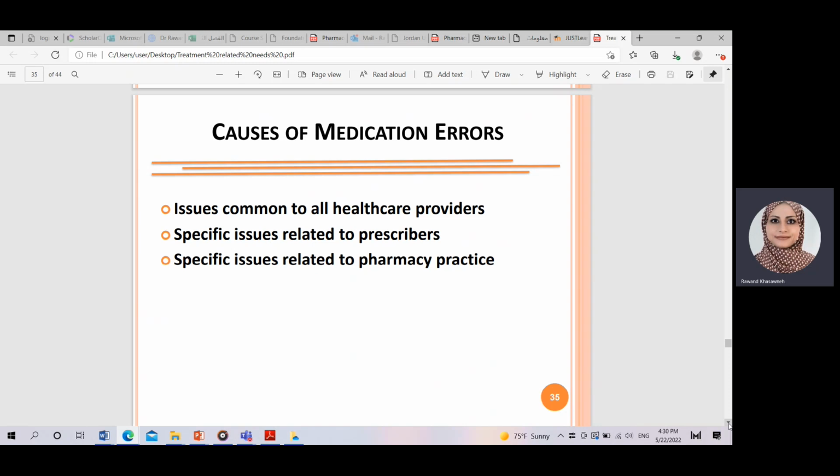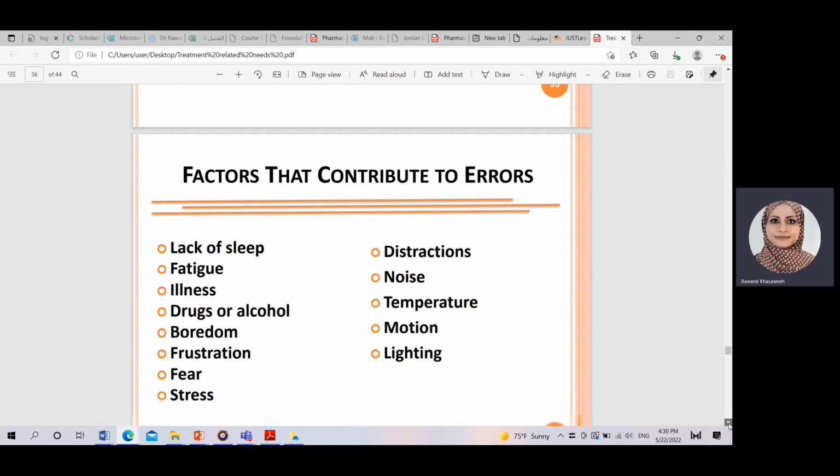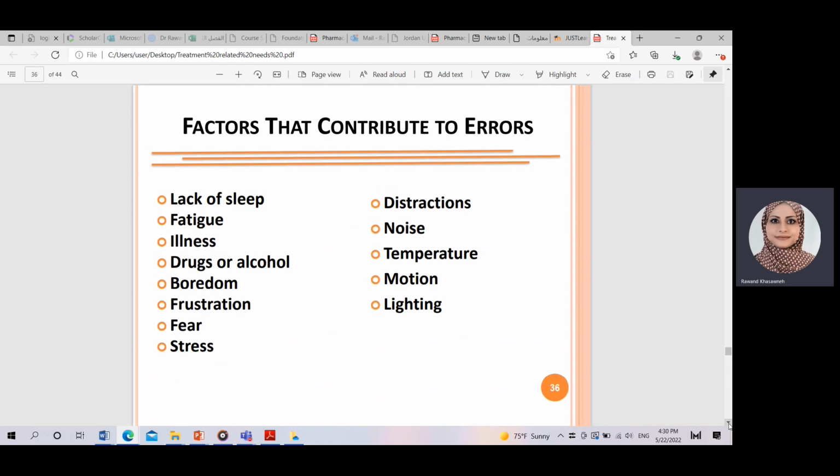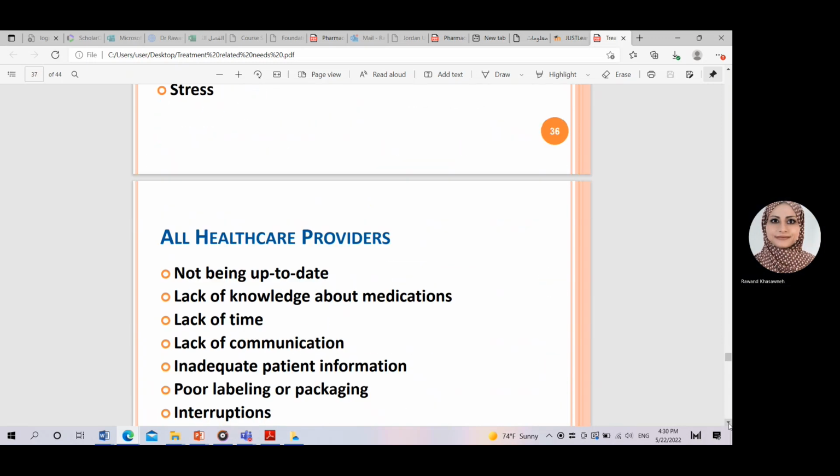And this can lie in the issues that may be common to all healthcare providers that are listed in the next slide. Factors that can contribute to the errors are listed in this slide, and they can fall in one of the three categories that we have just mentioned, either under the patient characteristics, the environmental factors, or the human factor. So there is lack of sleep, fatigue, illness, drugs or alcohol, boredom, frustration, fear, stress, distractions, noise, temperature, motion, and lighting, which can be either related to the human factor or to the environmental factors.